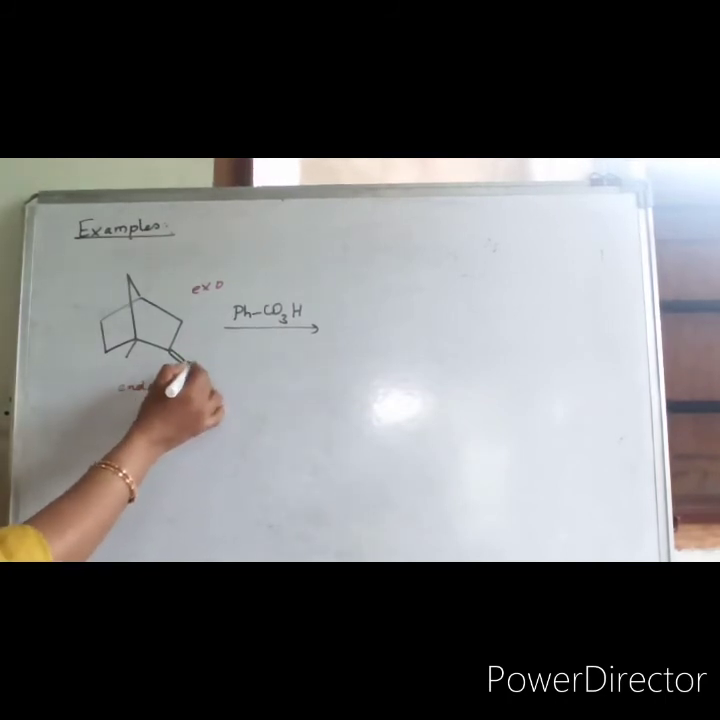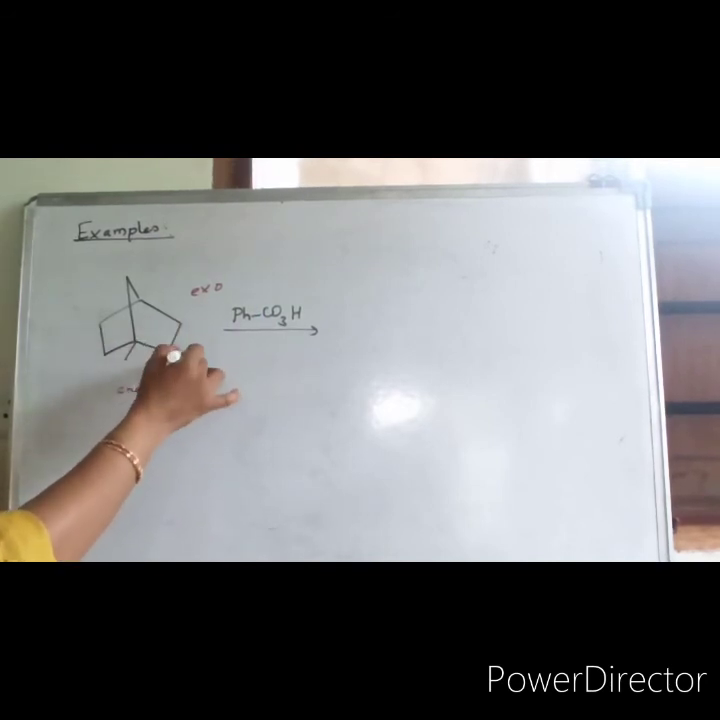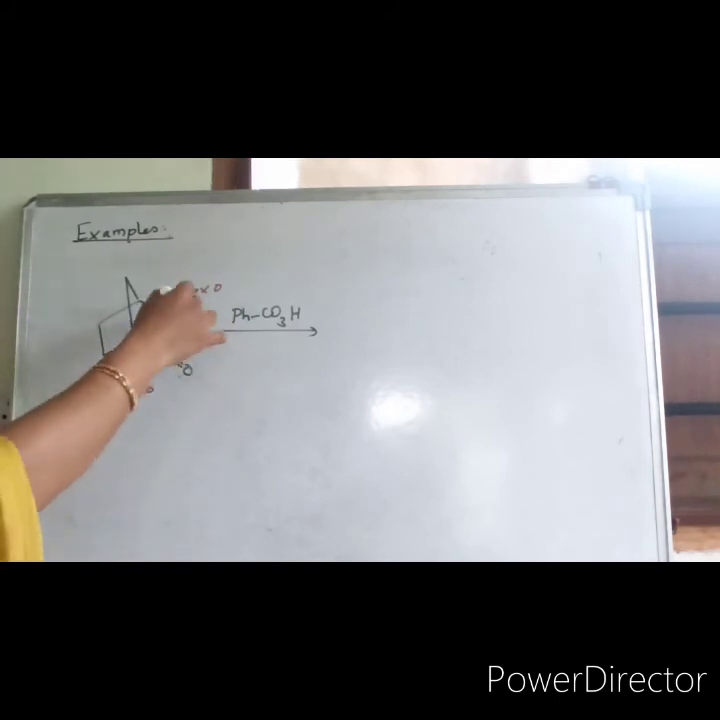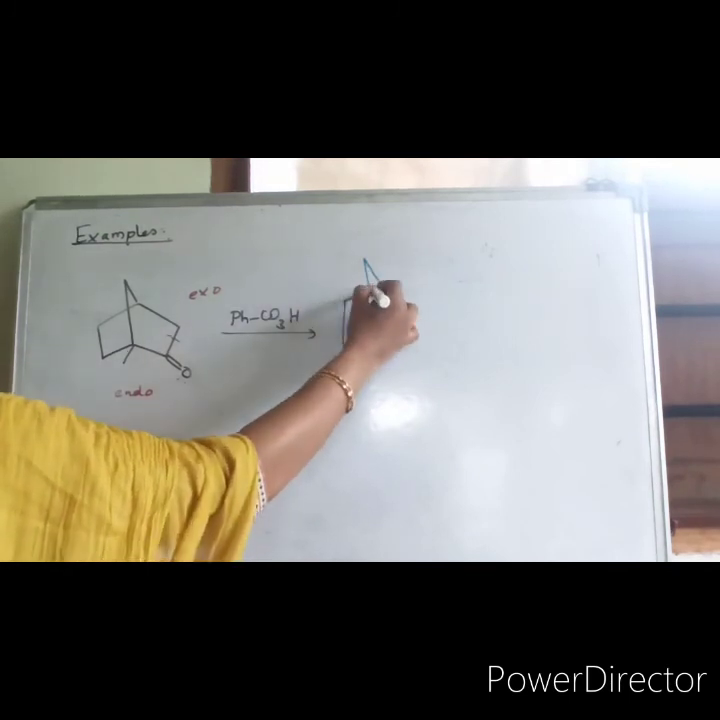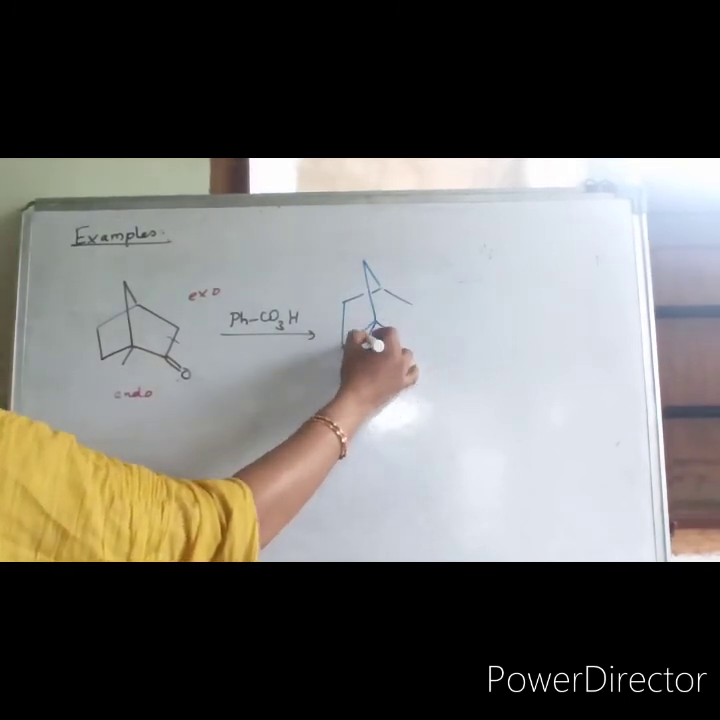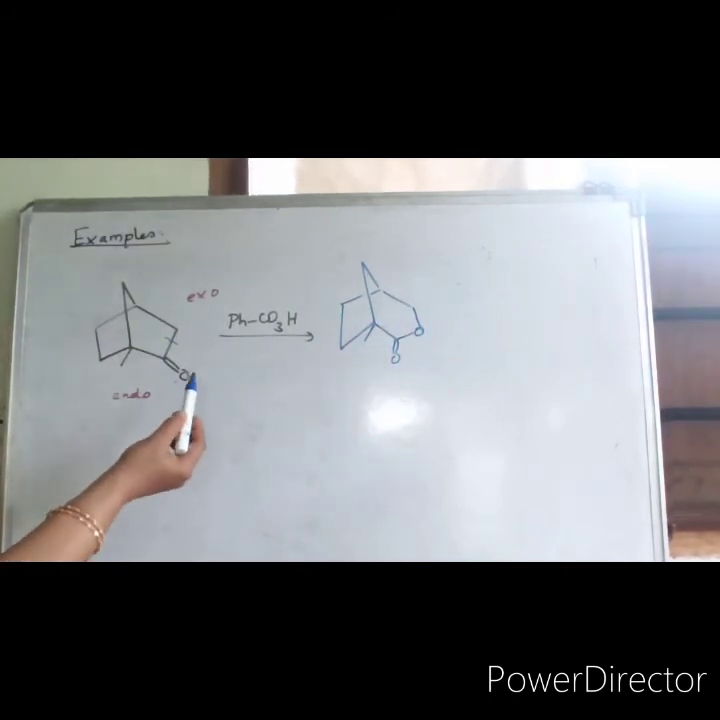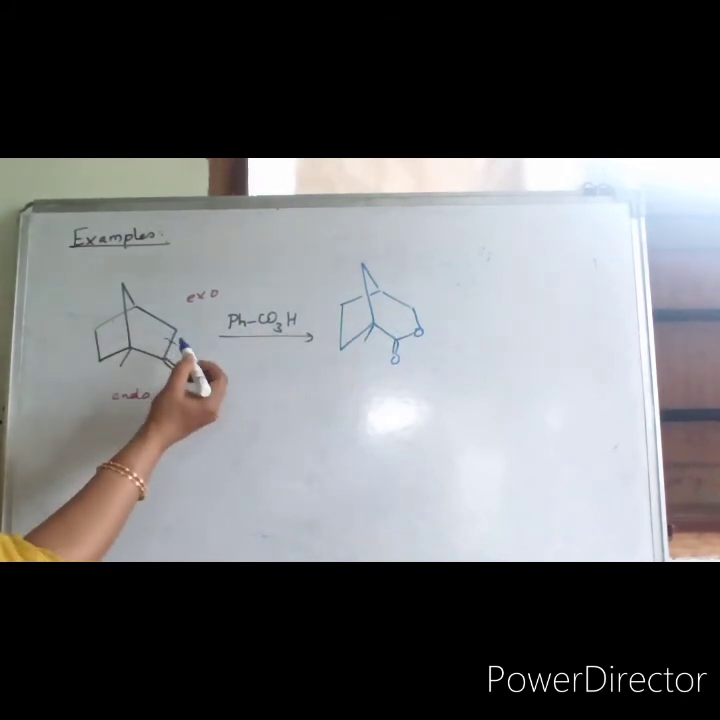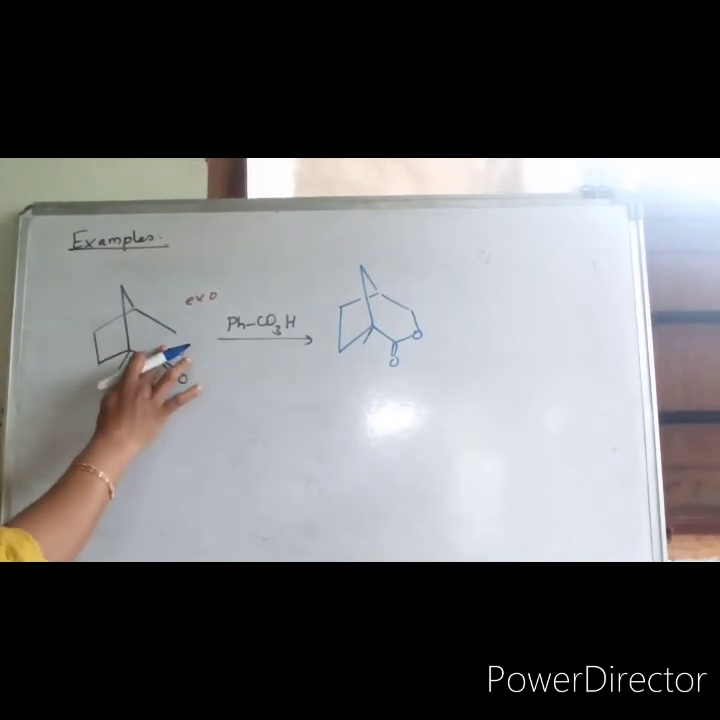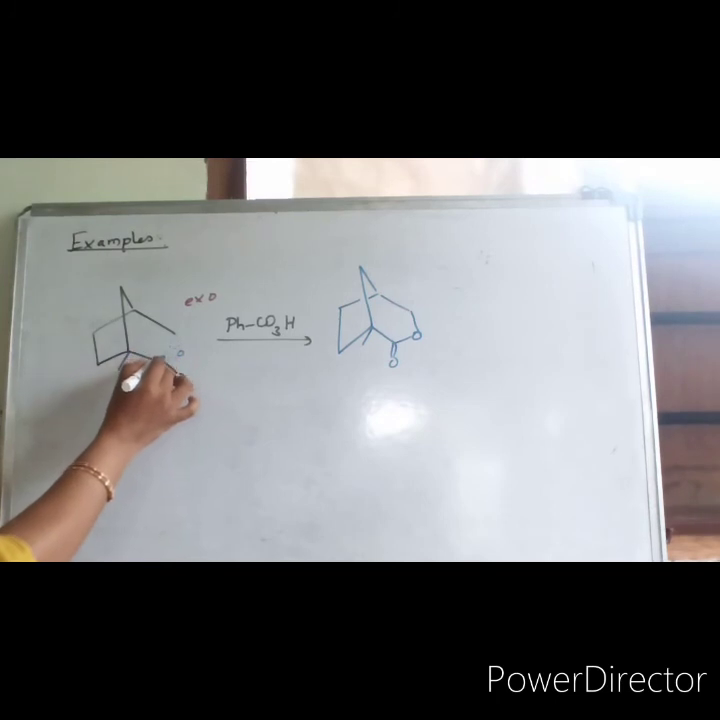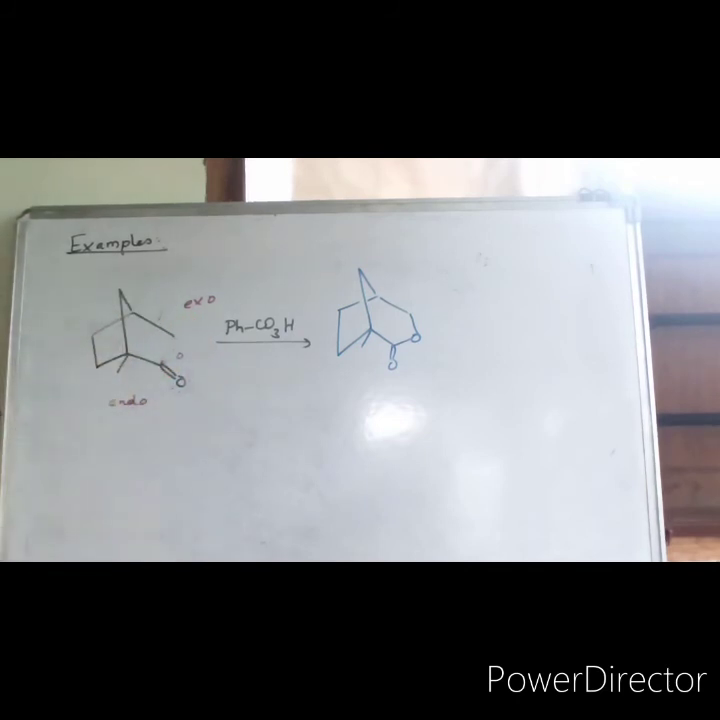OH plus will be attacking here, and migration will be happening from this side. This bond will be cleaving because this face is sterically less crowded. So the product you can write like this. Here that methyl group is there. This is carbonyl. Here oxygen will be coming in this manner. Okay, so one more oxygen. So here you are inserting oxygen. This bond will be cleaving like this. This bond is forming, this bond is forming. So that means this group will be migrating.